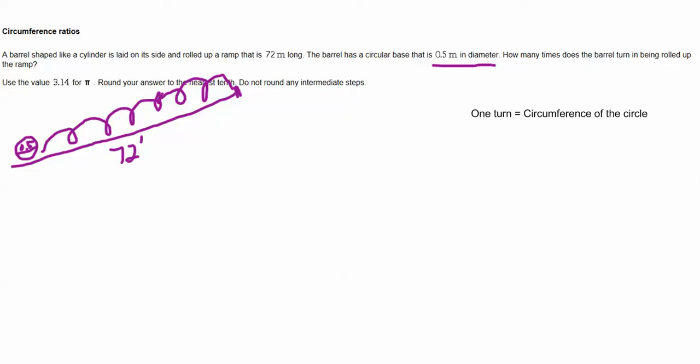Until it gets to the top. Okay, keep in mind that one turn is equal to the circumference of the circle. So the first thing I'm going to do is find the circumference of the circle. C equals pi times d. C equals 3.14 for pi and 0.5 for the diameter.